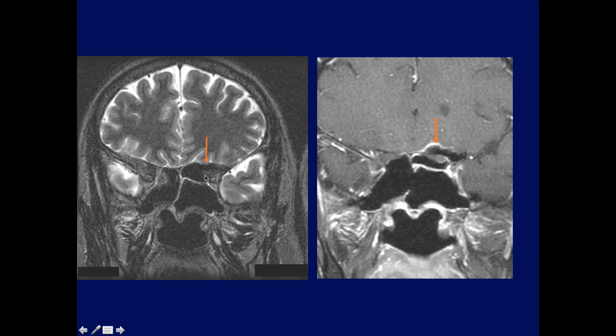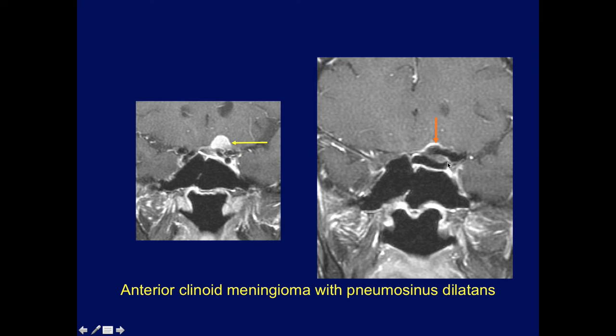And here's the same patient on the MR image, on the coronal post-gado. Notice this is the clinoid markedly pneumatized with a nerve trapped within it. And that's because this patient has an anterior clinoid meningioma with what is called Pneumosinus Dilatans.